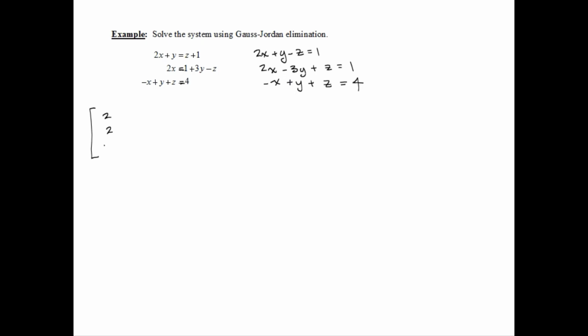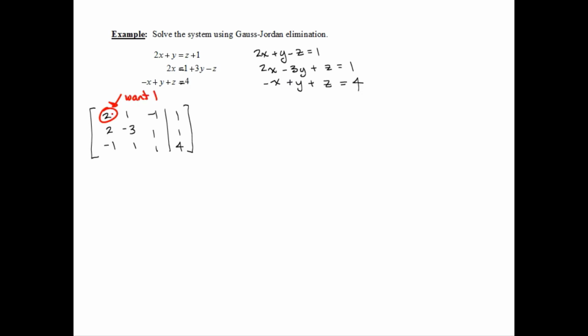So for our x's, our coefficients are 2, 2, negative 1. Then we'll do the y's and then the z's. And then our right-hand side. So our first step, remember in each column, we want to get the 1 first and then the zeros. And so I want a 1 here.